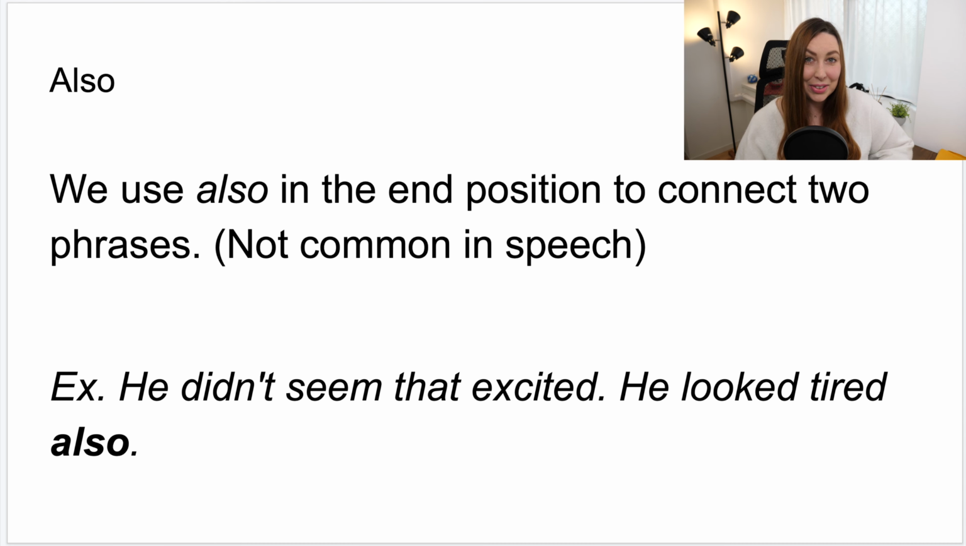And looking at also one more time, we use also in the end position to connect two phrases. Now, this is not common in speech. You'll see this more in writing. Some people might say it in conversation, but it is not that common, okay?